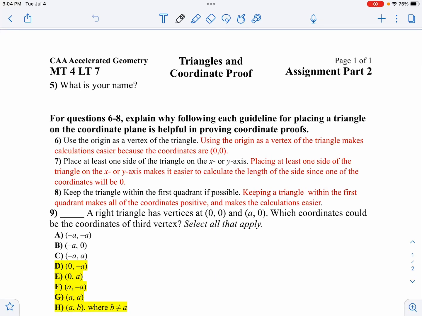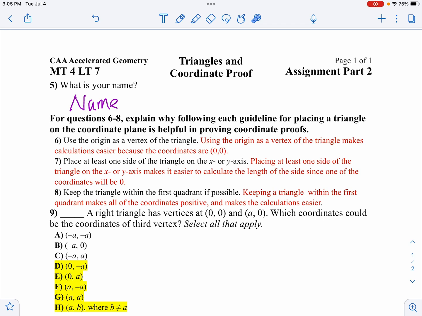Let's take a look at your LT7 assignment. Make sure you do the first 4 questions in ALEKS. And then question number 5, make sure you put your name. Number 6, you should have something about using the origin as a vertex.